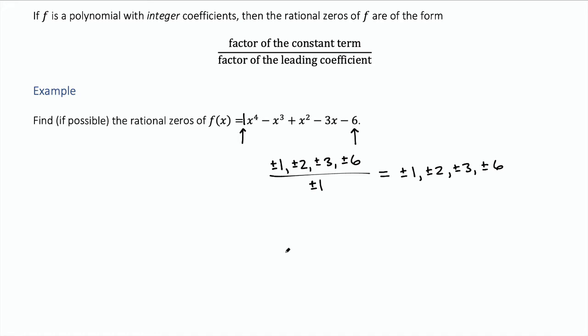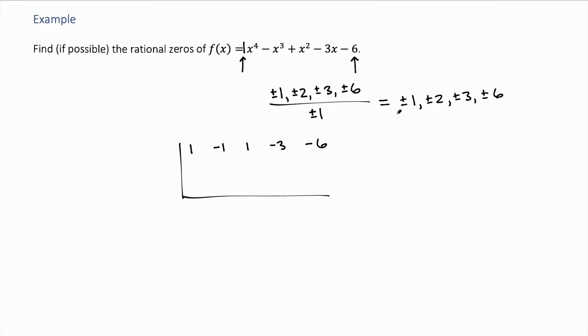So now what we're going to do is start checking them to see which of these are zeros. What we're going to do is just do a synthetic division. We'll set up our synthetic division with this polynomial. We set up our coefficients, 1, negative 1, 1, negative 3, and negative 6. And then we start to test numbers out here. We don't really know which of these are going to work, so we just start with whatever we want. I like starting with positive numbers, I like starting with small numbers. So my positive 1, I like to start with there.